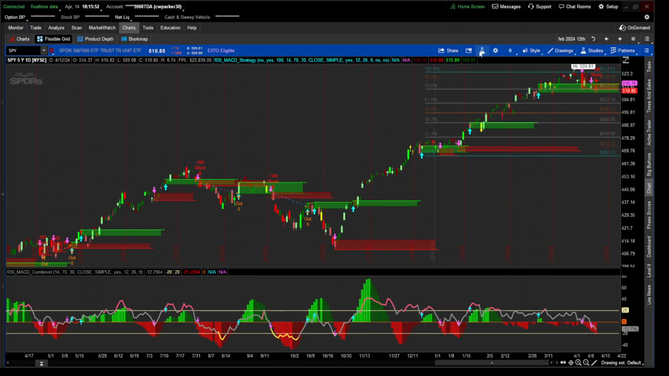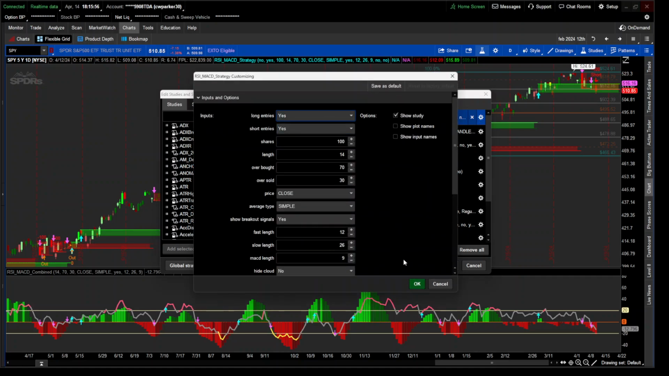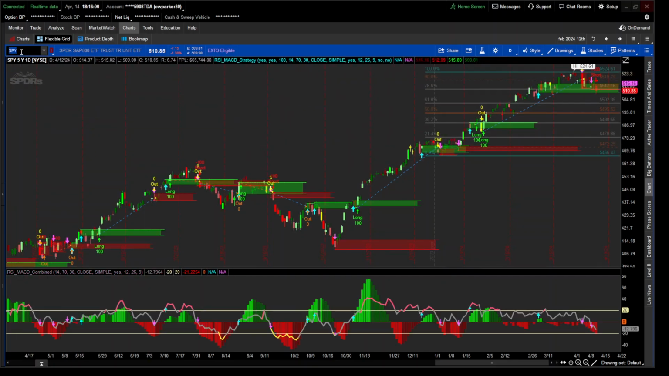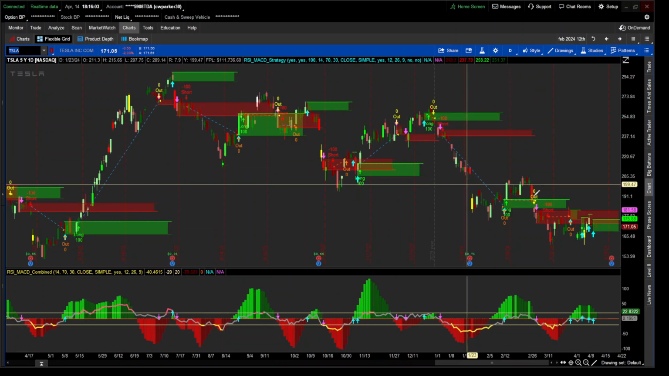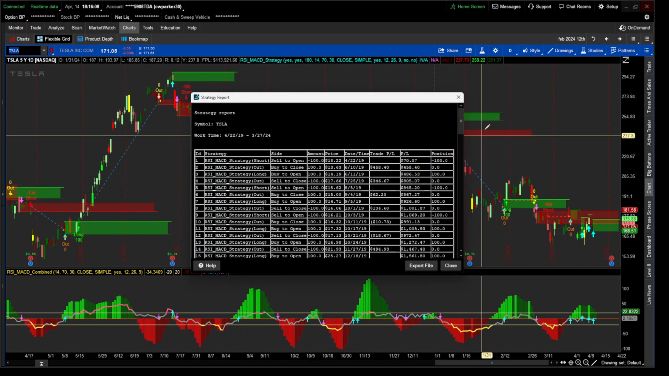Let's go look at a couple of different stocks and see how this strategy played out. We're going to look at it from both sides. One of the stocks I wanted to look at is Tesla, just because of the way everything's been going on Tesla. So let's look at the strategy and show the report.